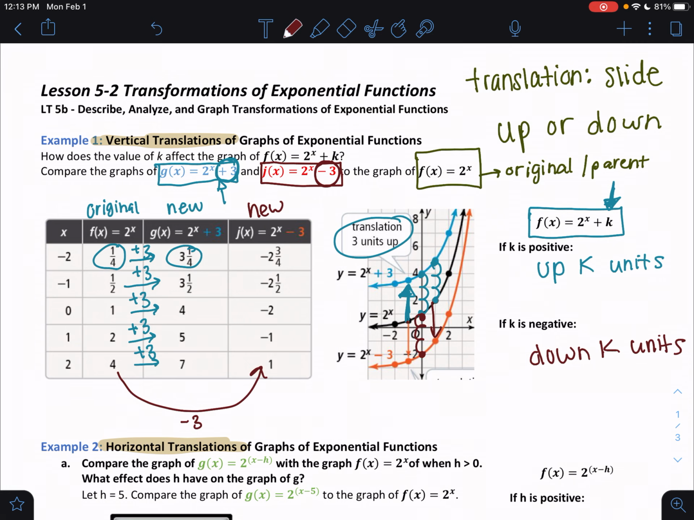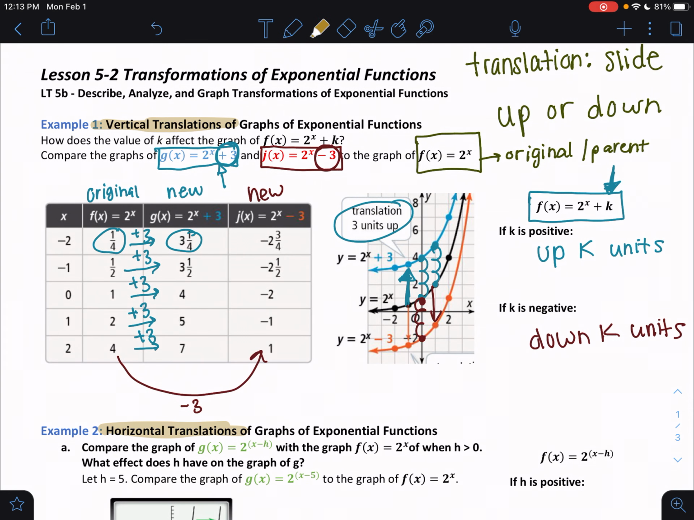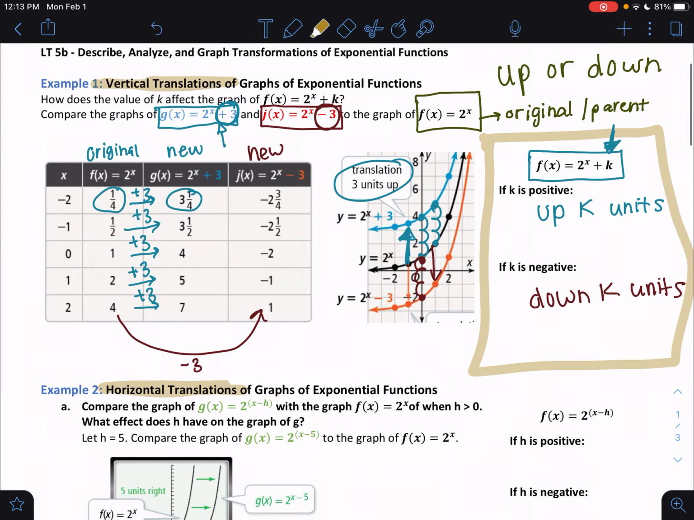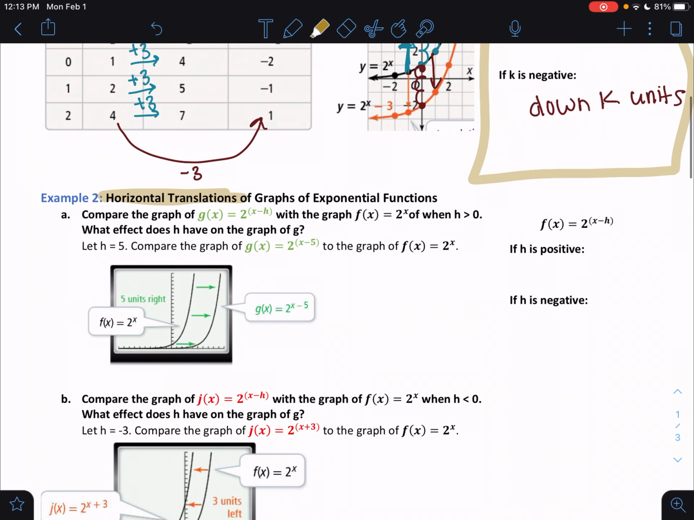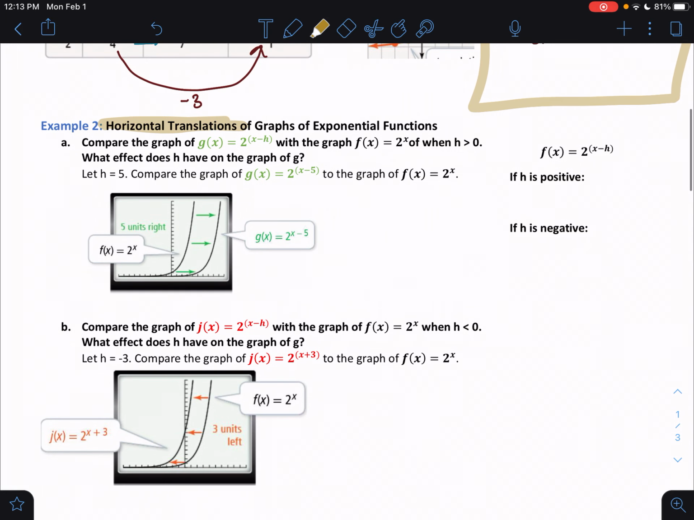And so that is for our vertical translations. The most important part here to remember is this right here: moving up and down when there is a k or a number at the end. Next, we're going to go into horizontal translations.